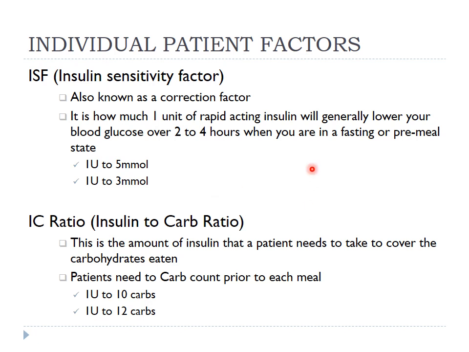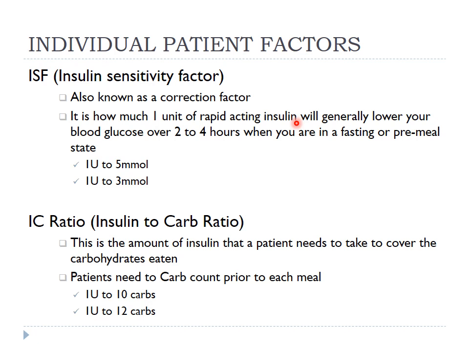We have something called an insulin sensitivity factor, which is an ISF. This is also known as a correction factor in patients. The definition of this is how much insulin you need to bring down the sugar that is presently in your blood. It's defined as how much 1 unit of rapid-acting insulin will lower your blood glucose over 2 to 4 hours in a fasting or pre-meal state.